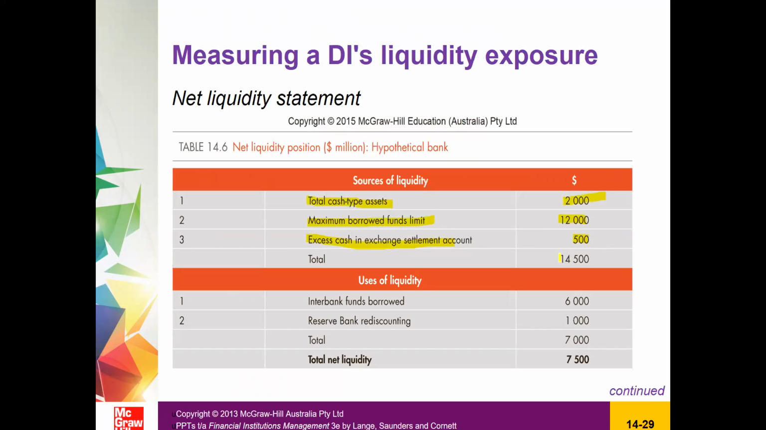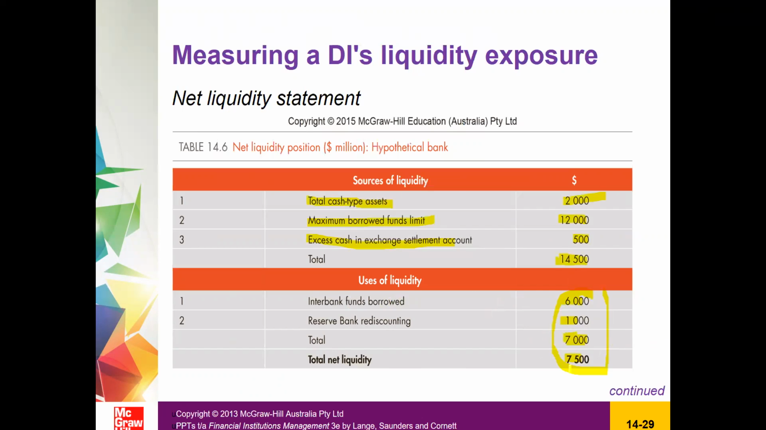So the total source of liquidity for the financial institution is 14.5. However, the financial institution has already used up some of this liquidity. For example, it has already borrowed from the interbank market 6 million. It has already used the reserve bank's, I mean central bank's, discounting of 1, so it has already used up 7 million. So the total sources of liquidity is 14.5, it has already used up 7, so it still has a net liquidity left of 7.5. So this net liquidity statement is a useful tool that gives us an idea about the liquidity position of a depository institution.